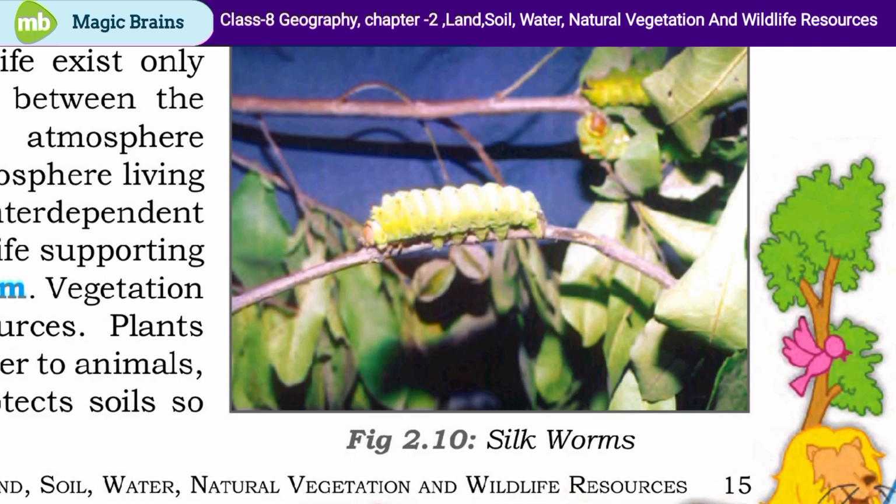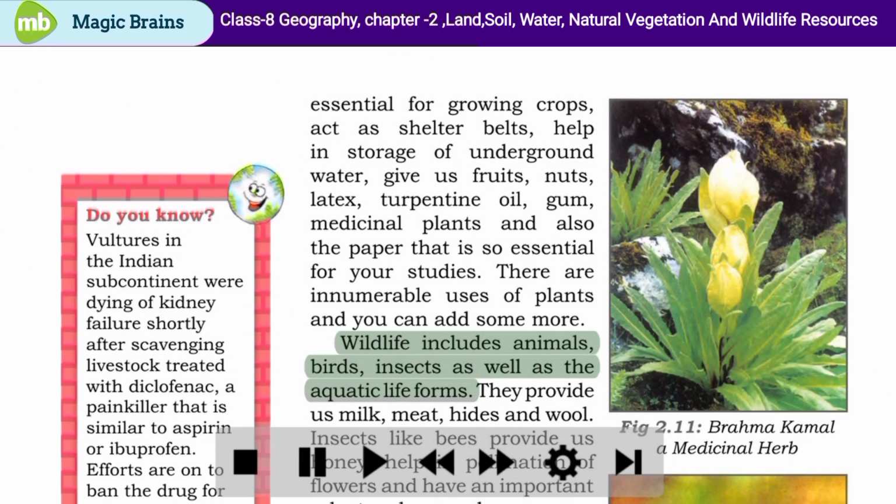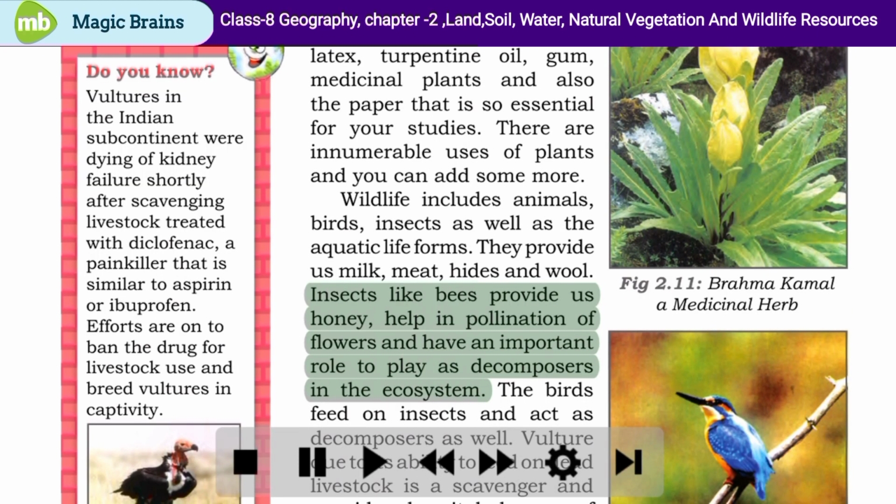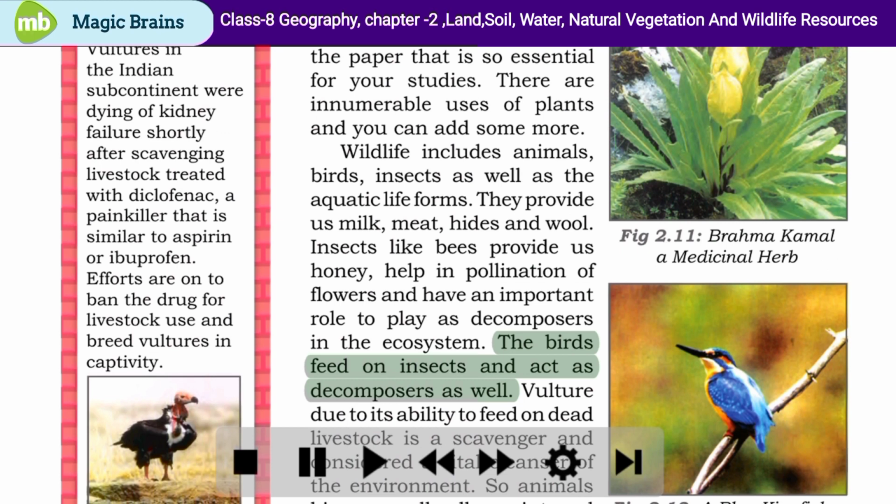At the bottom right side, there is figure number 2.10, which shows silkworms. Wildlife includes animals, birds, insects, as well as the aquatic life forms. They provide us milk, meat, hides, and wool. Insects like bees provide us honey, help in pollination of flowers, and have an important role to play as decomposers in the ecosystem. The birds feed on insects and act as decomposers as well.